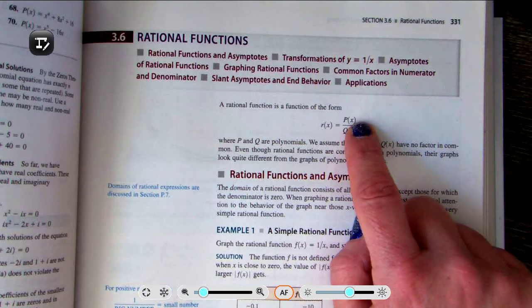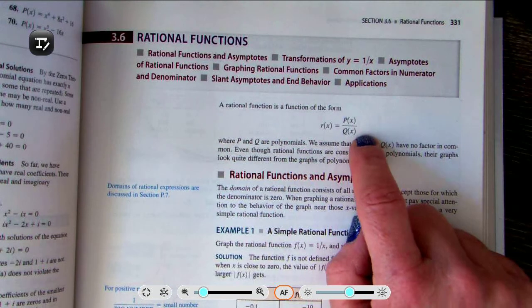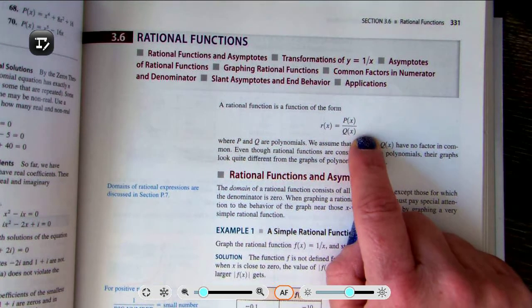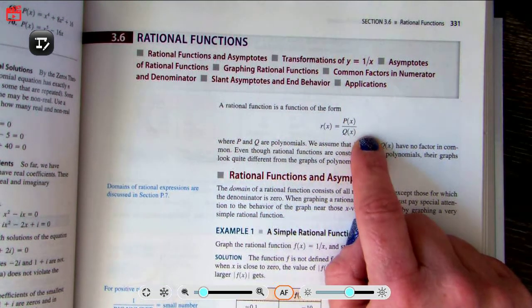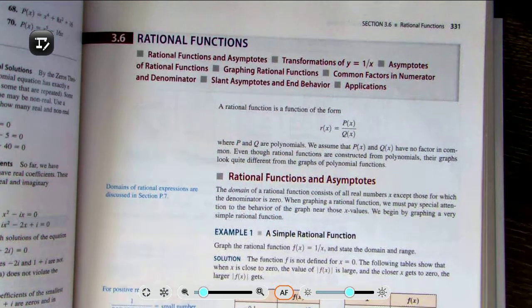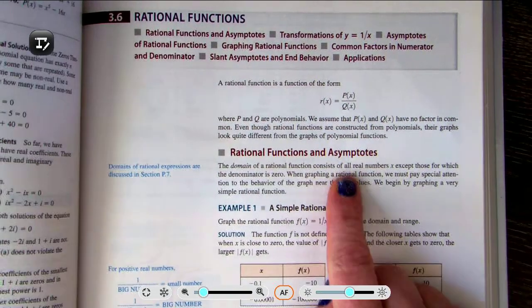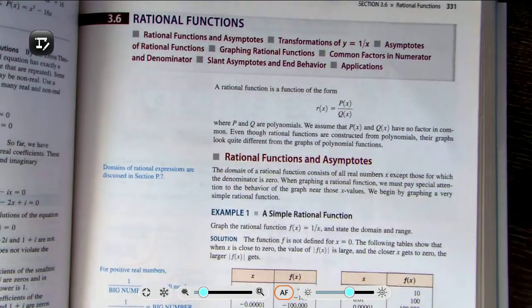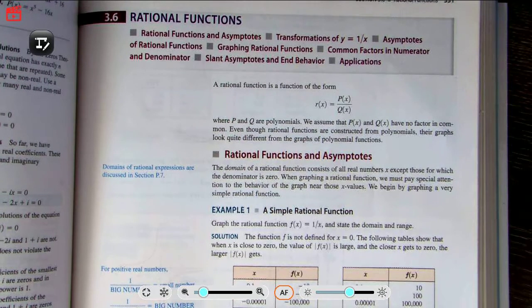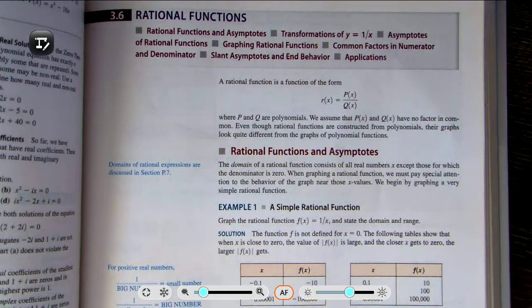In other words, there isn't an x minus 3 factoring out of the numerator and an x minus 3 factoring out of the denominator. I will talk about what happens when that is there, and what it means, in another video. First of all, we're going to talk about asymptotes. Rational functions a lot of times will have asymptotes, vertical asymptotes and horizontal asymptotes.